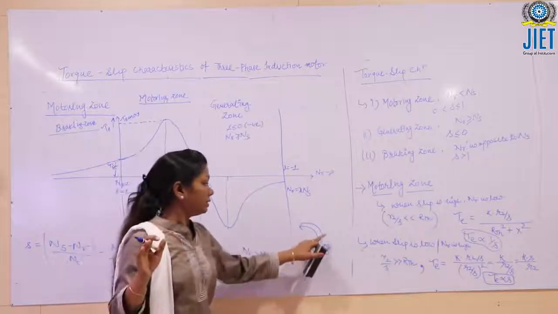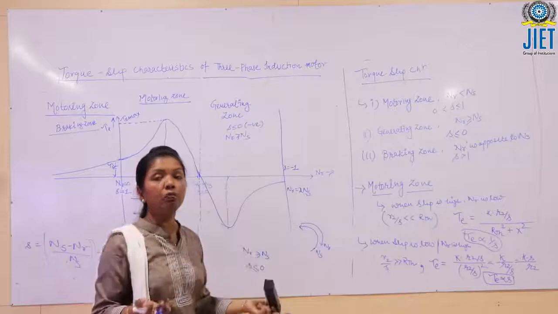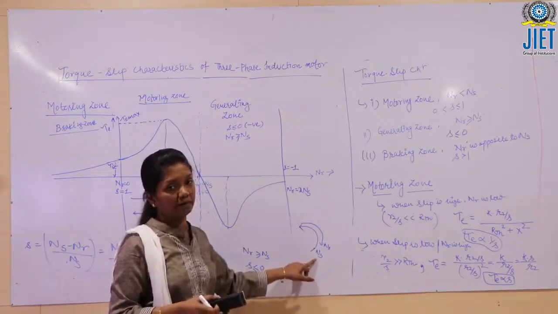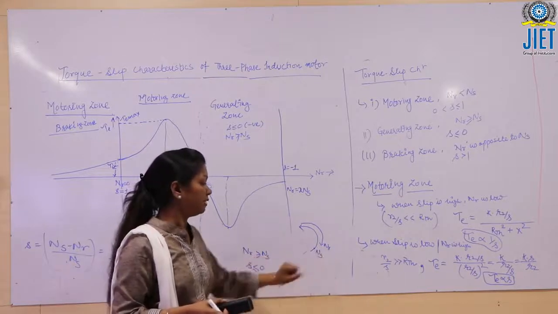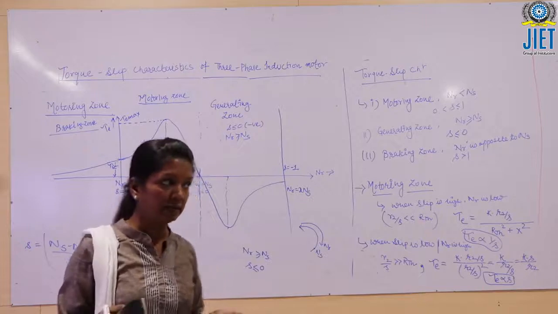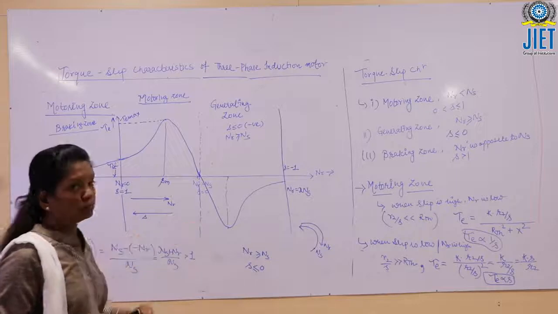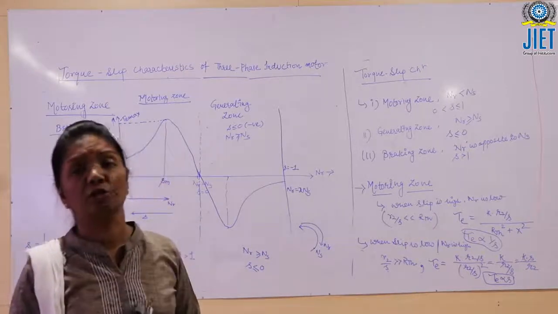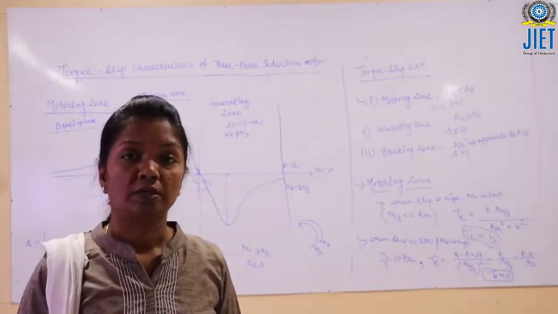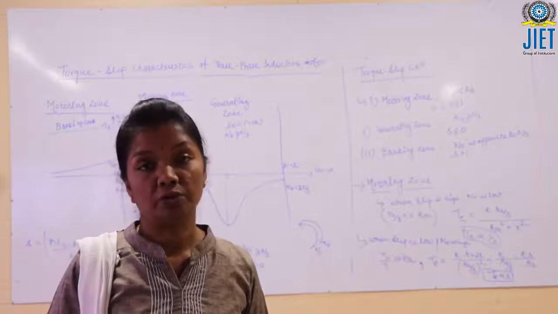Now, the relative speed becomes NS plus NR because they are now opposite to each other, and when they are opposite to each other, the relative speed is added. So NS plus NR divided by NS, and therefore the slip is more than 1. And when slip is more than 1, the torque is decreasing. Now, as per Lenz's law, the effect will oppose the cause. So what is the effect? Effect is the torque which is developed on the rotor.